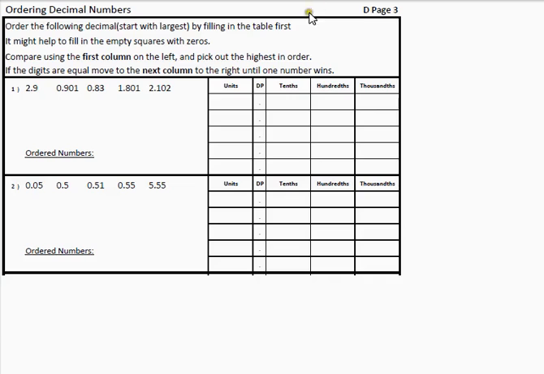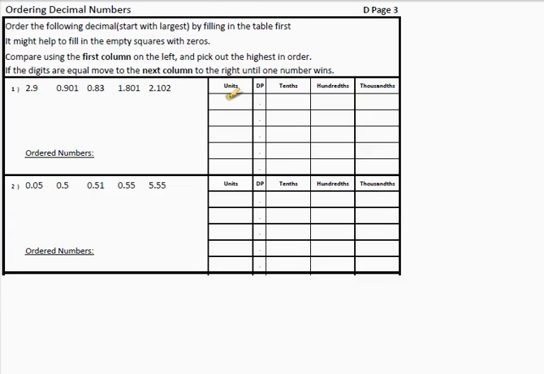Moving on, and now we're going to order decimal numbers. So we say order the following decimal numbers, start with the largest, by filling in the table first. So I give you a grid. In my workbook I've made grids for you to practice this, and then later you can do it without grids. Okay, compare using the first column on the left and pick out the highest in order. Okay, let's quickly fill in this table. Now if you want to do this on your own first, pause the video now and do this.